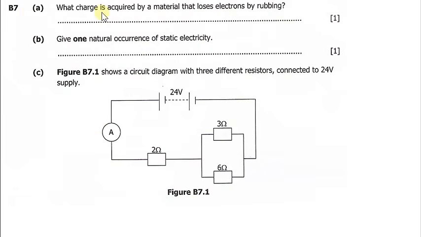B7A, which says what charge is acquired by a material that loses electrons by rubbing. When two materials are rubbed together and one material loses electrons, it will become positive because it will have excess protons, which are positively charged. Then B, give one natural occurrence of static electricity. It's just lightning, guys. Then C, figure B7.1 shows a circuit.